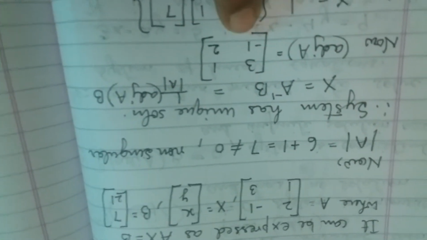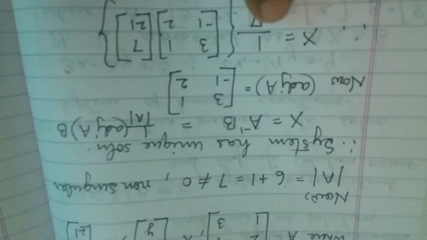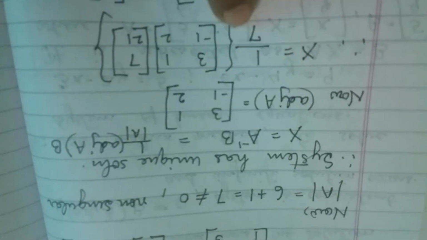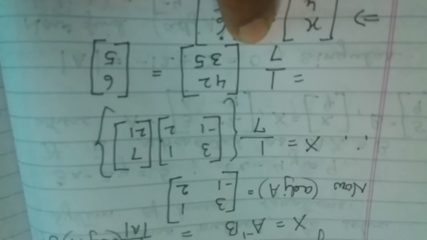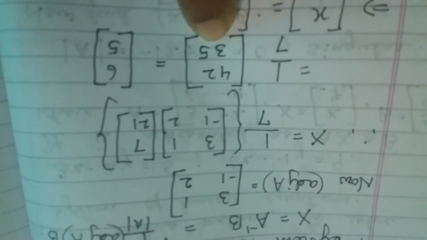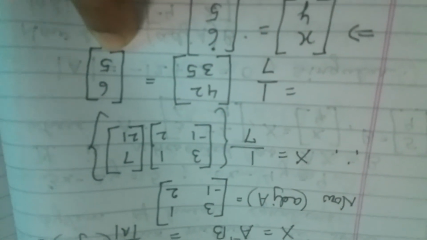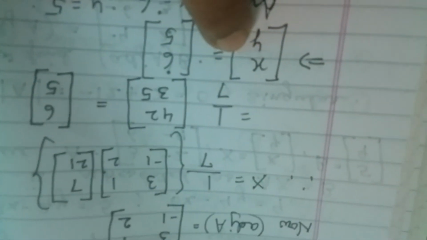So first of all, we will find out adjoint A. Then we will find out X. So X is equal to 1 upon determinant A into adjoint A into B, which is equal to 1 upon 7 into this, which is equal to 6 upon 5. Now what is X? X is actually a matrix of x and y. So xy is equal to 6, 5. It means your answer is x is equal to 6, y is equal to 5. This is the way we proceed for finding the solution of a system of linear equations. The same process follows for a matrix of order 3 also.